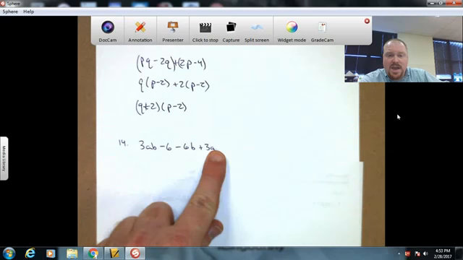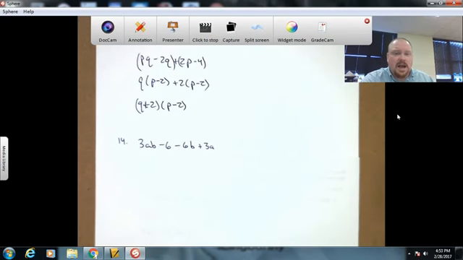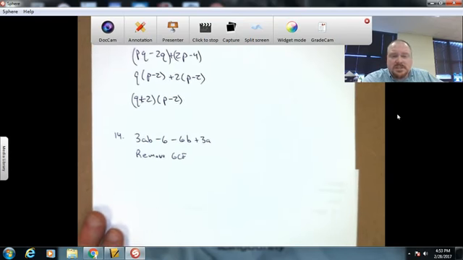If I try to factor it as is, I'm going to have an issue. So the first thing I'm going to do is take out a GCF. I'm going to divide everything by 3. I'm going to take a 3 out.